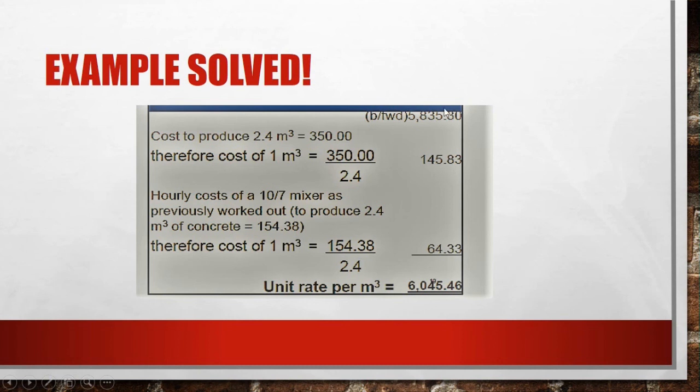So now the total cost, the unit rate per meter cube, you're going to add everything here. This is 5,835.30. You add the cost being paid to the labor for doing 1 meter cube of concrete, and finally you're going to add this one 64.33, which is the price being paid to the concrete mixer. So the unit rate will be 6,045.46 Kenya shillings.